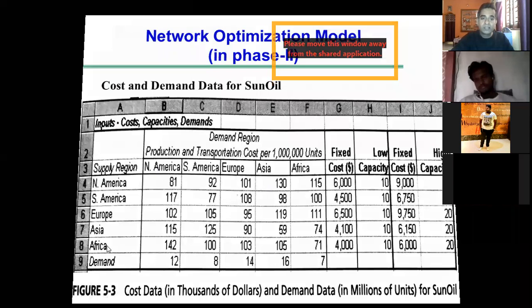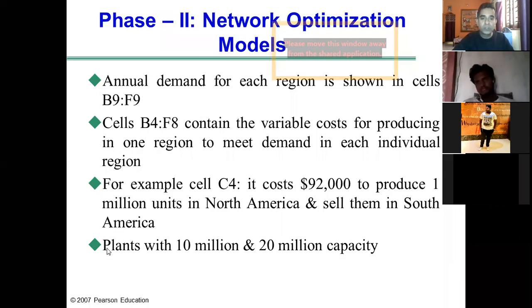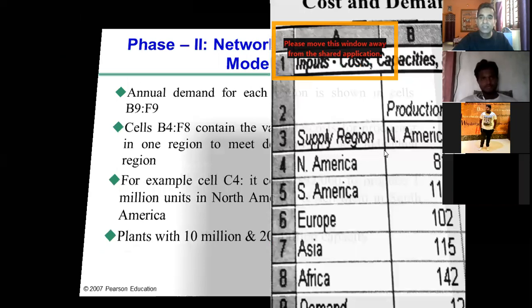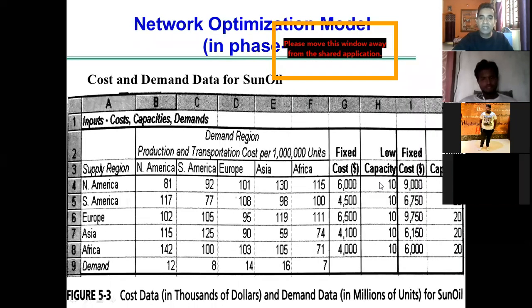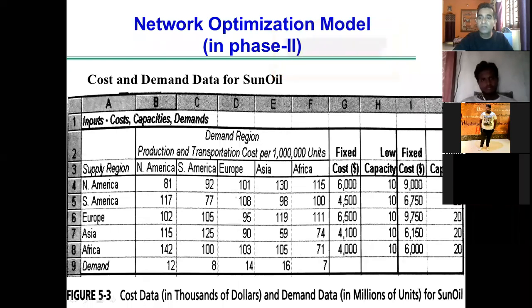Then in the same table, the company has two options for two types of factories: one with a low capacity of 10 million production capacity, and larger plants which will have 20 million production capacity, which can also be seen here. So these are the low production capacity plants with 10 million. The company can have one plant in each of the supply regions with a lower capacity of 10 million units, 1, 2, 3, 4, 5, or it can have one high capacity plant with 20 million production capacity in each of the regions.